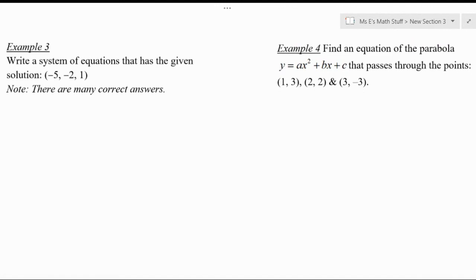So example 3 is just write a system of equations that has the given solution, -5, -2, 1. You basically learn how math teachers make your math problems on your tests once you do that. And then example 4, write an equation of the parabola of the form y equals ax squared plus bx plus c that passes through the points 1, 3, 2, 2, and 3, -3. Best of luck.